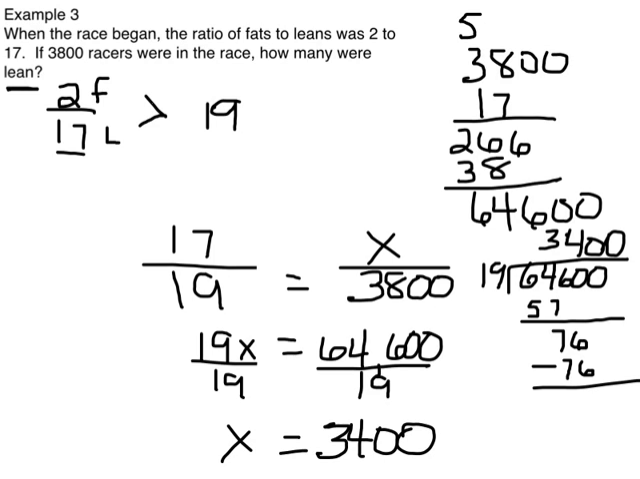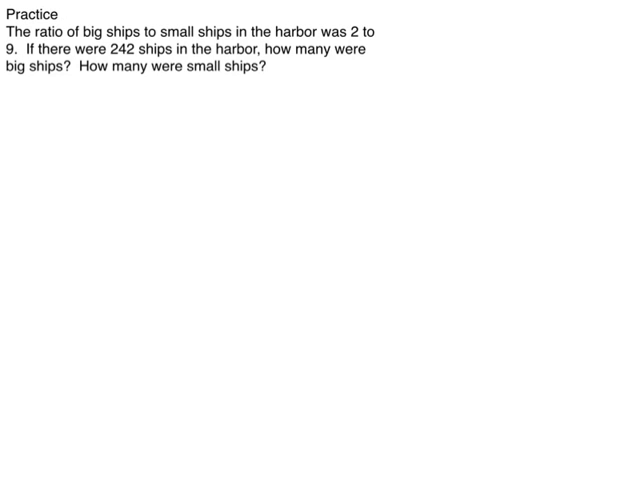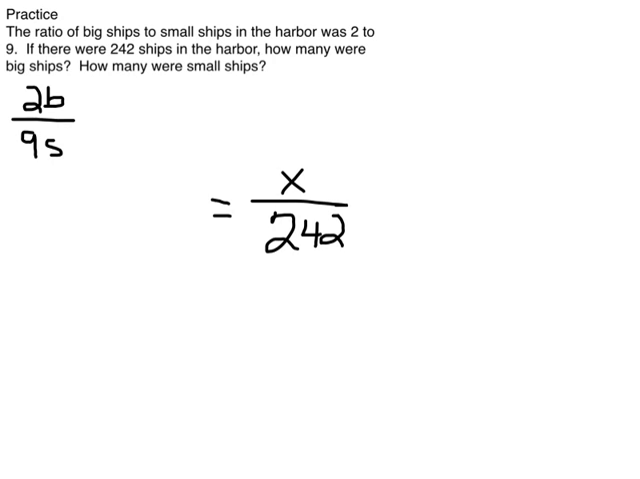See, this can be done without a calculator. Okay, let's do your practice. The ratio of big ships to small ships in the harbor was 2 to 9. 2 big to 9 small. If there were 242 ships in the harbor, so I'm going to put that right here, X over 242, how many were big ships and how many were small ships? Alright, I need the total because 242 is the total. 9 plus 2 is 11. And I can use either one of these because I've got to find out both, so I'm just going to use the 2. That'll be easy.